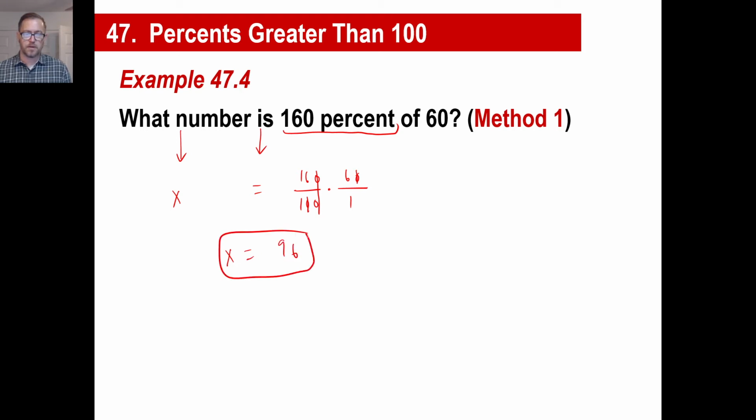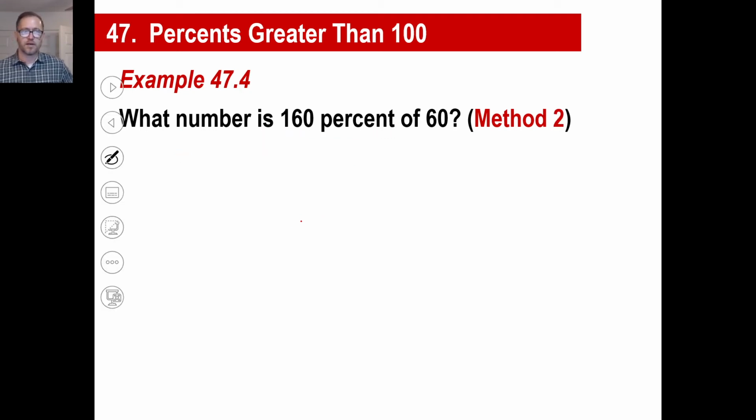There you go. Let's check and see if it makes sense. What number, let's say 96, is 160% of 60? Well, 100% of 60 is 60. 60 more percent should be a number bigger than 60, and that passes the smell test, if you want to call it that. All right, method 2. Go ahead, give it a shot. Pause it real quick. Try method 2, see what you get.